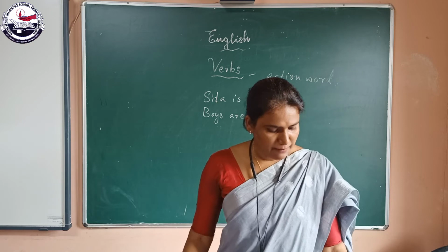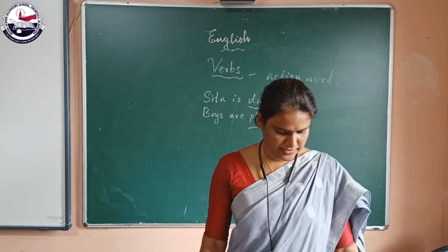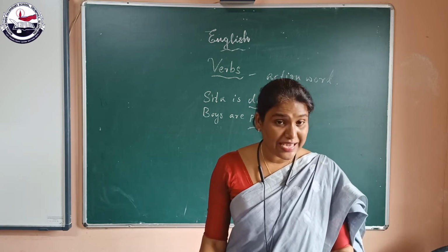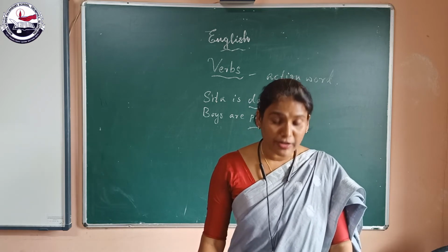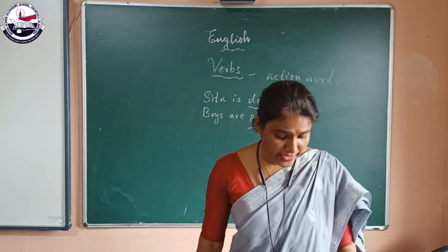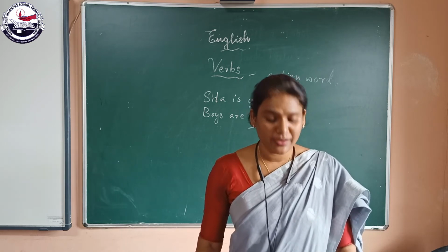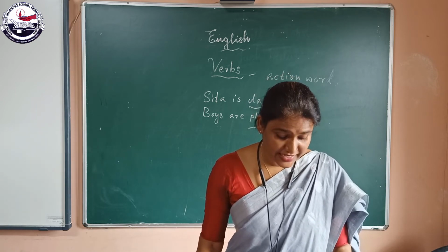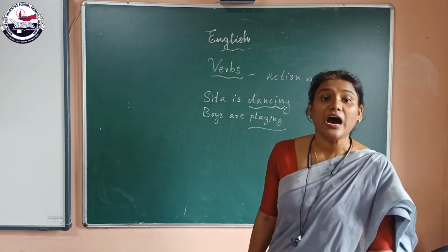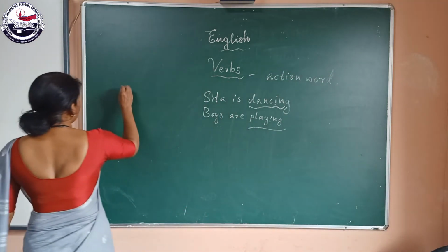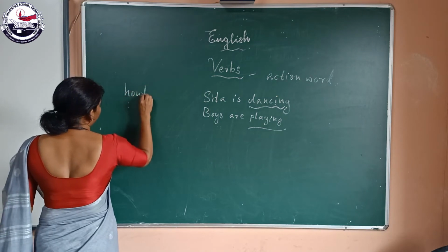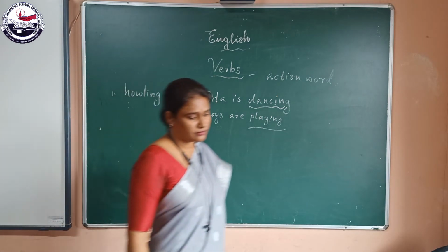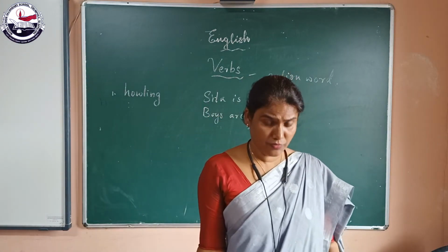Okay. Next, complete the sentences with suitable verbs. Take the help of the box. Some words are given in the box. Which are they? Speeding, singing, falling, splashing, howling, dripping, shooting, crying. First one, the wind is, what's the answer here? Howling. Write the answer. H-O-W-L-I-N-G. Howling. The wind is howling.